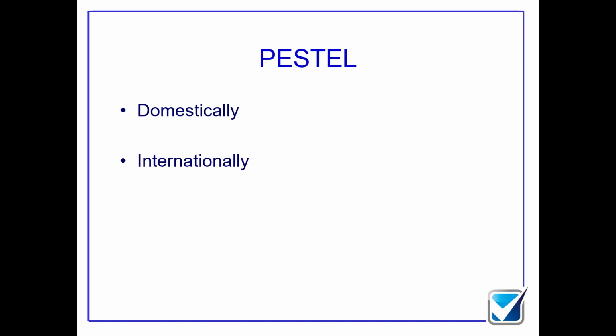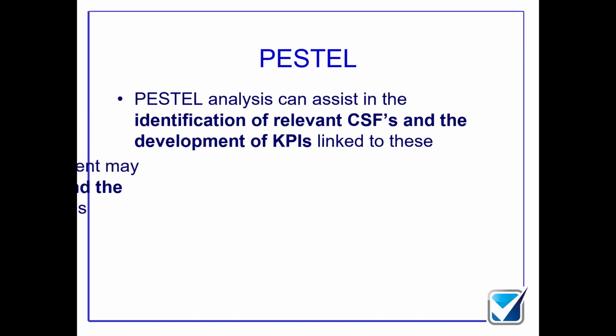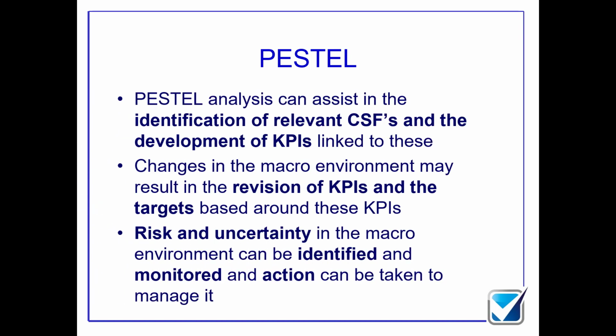Now, PESTEL, once we get into it, will allow me to actually find out what type of problems or what type of issues are going to crystallize within my own jurisdiction or internationally. And that now allows me to identify critical success factors, those CSFs. And once I've identified my CSFs, that will then allow me to determine my KPI, my key performance indicator, to make sure I achieve my CSF. And then that will now make sure I hit my strategic objectives and my mission statement.